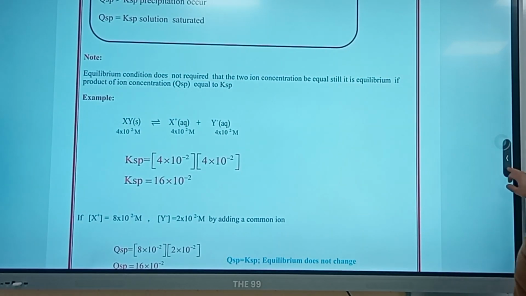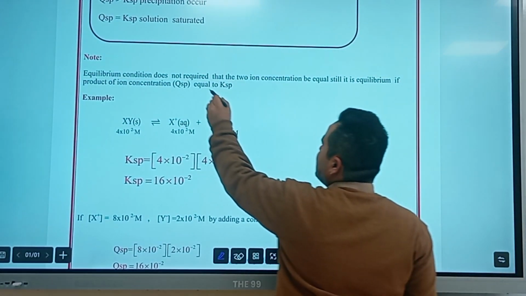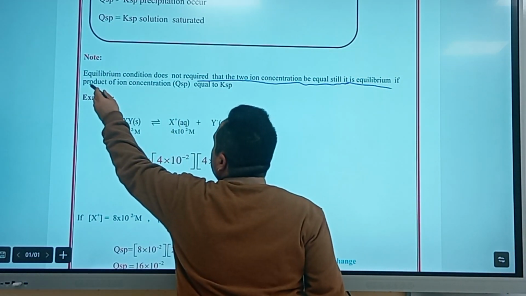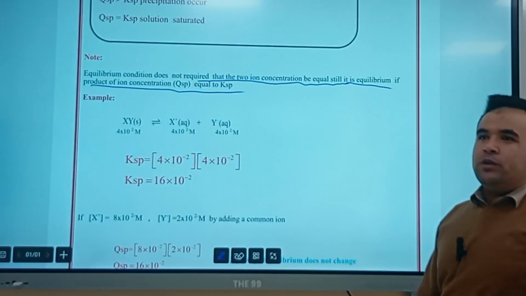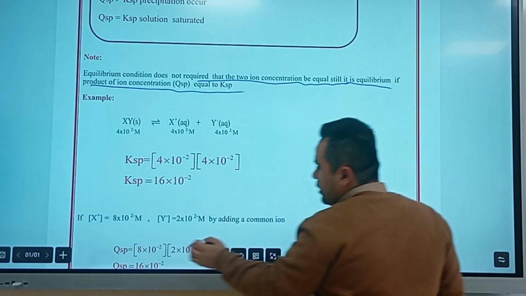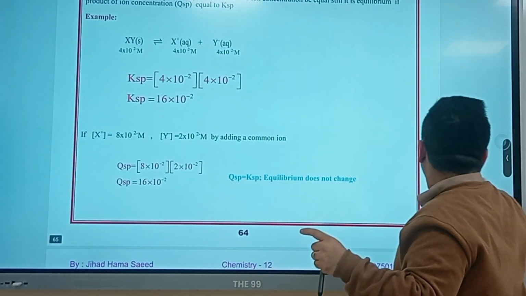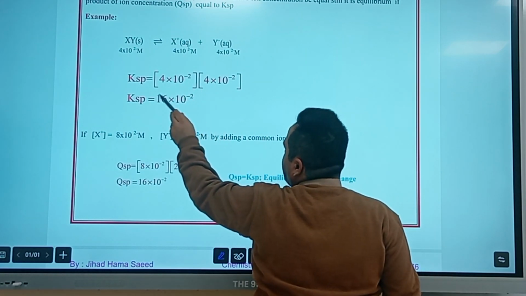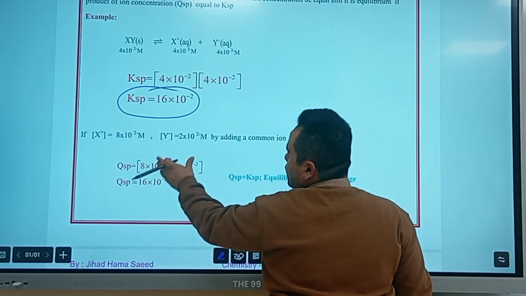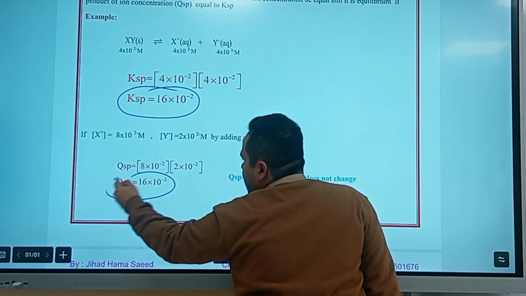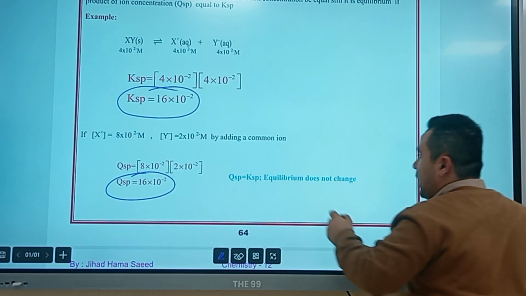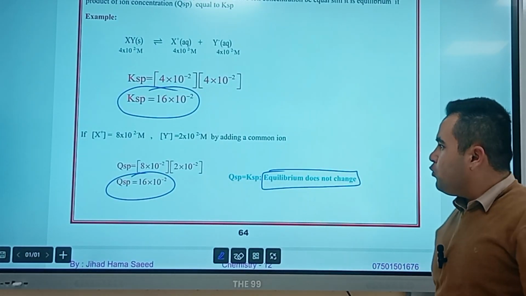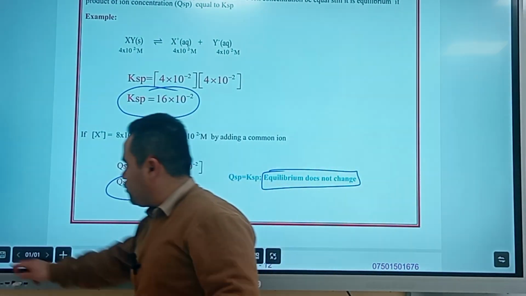Here we have got a note, guys: the equilibrium condition does not require that the two ion concentrations be equal. It's still in equilibrium if the product of ion concentrations, QSP, is equal to the KSP. As represented here, the concentrations of the ions are given and we have calculated KSP. The concentrations of the ions here are different from the above, but we have got the same value of QSP. Seeing that KSP and QSP are equal, it stays in equilibrium, and the equilibrium does not change.